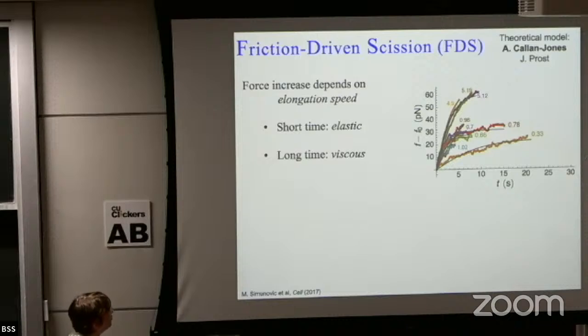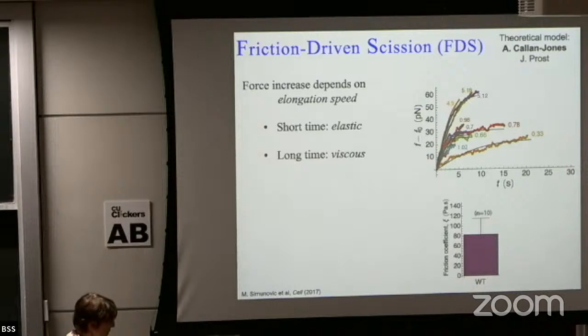So if you build up a model based on this observation, this is the fit that we have here, right? And if you fit the data, you can extract the friction coefficient. The number doesn't matter much. We find something which is 80 Pascal second, but it doesn't matter.